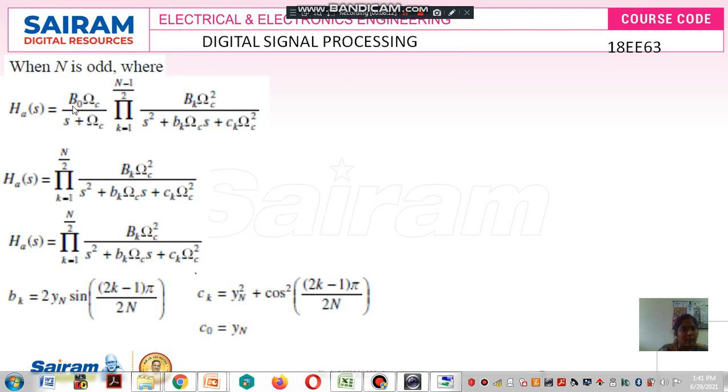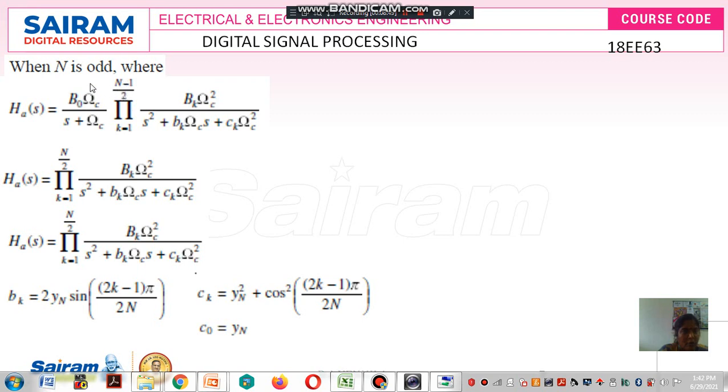If the order is even, or if the order is odd, then there will be some formula to find the transfer function. So after finding the order, we need to design the analog transfer function from the given specification. So if the order is odd, then the analog transfer function will be given by HA of S is equal to B naught omega C divided by S plus omega C. We know that omega C is the cutoff frequency, where pi of k varies from 1 to n minus 1 divided by 2. This is very important.